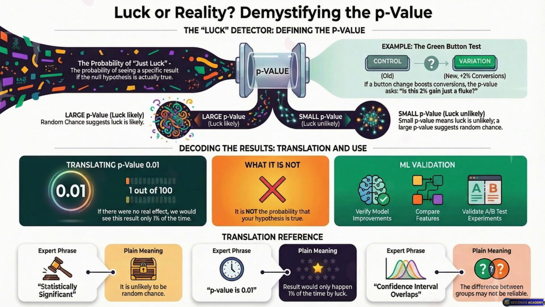But wait, I'm looking at the notes on something called p-hacking or data dredging. If the p-value is just a measure of surprise, can't an engineer just manipulate the system to find surprising things? That is the dark side of statistical inference.